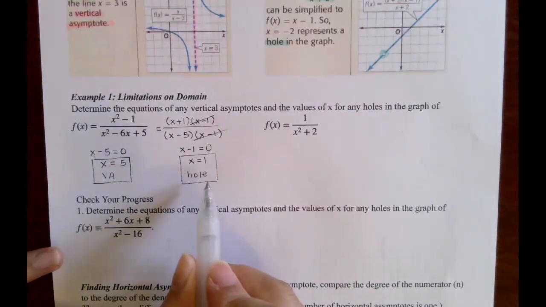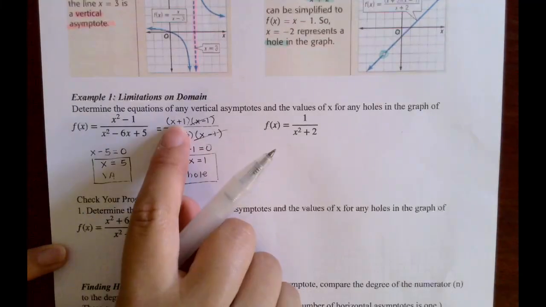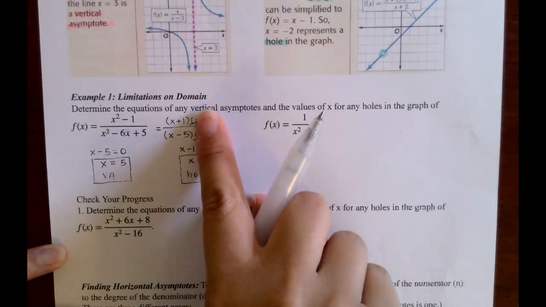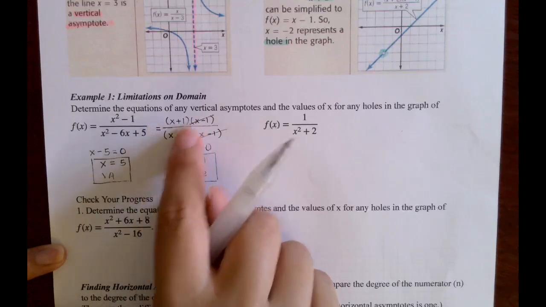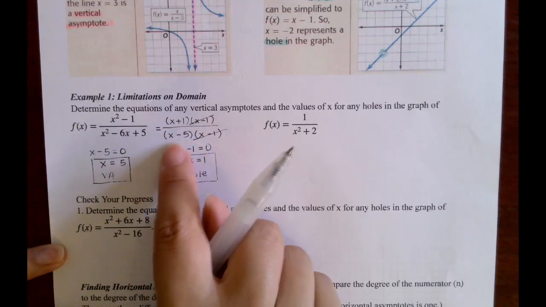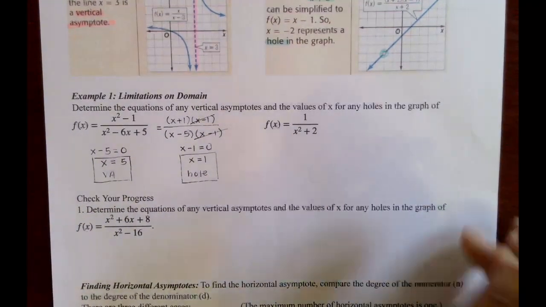We would find the y coordinate of the hole by plugging it back into the simplified version. So we would plug in 1 there, so 2 would be the numerator, and then -4, so this would be at -1/2.